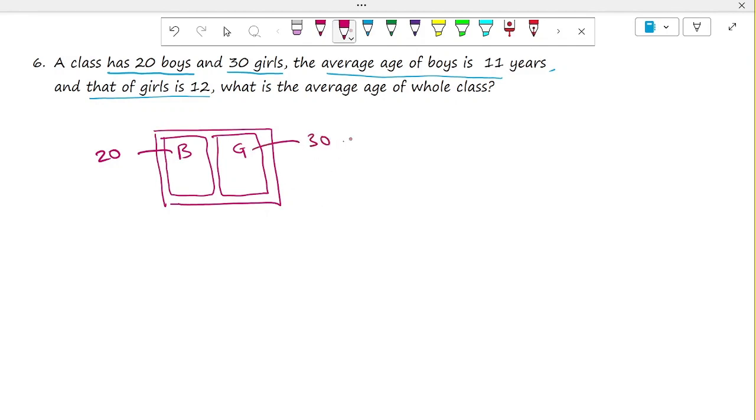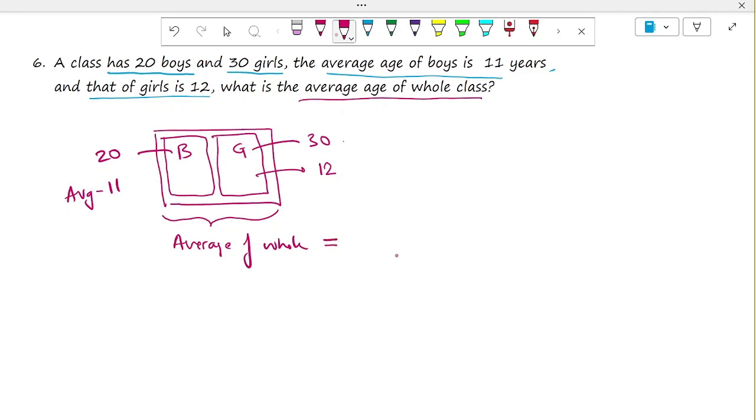Okay, and the average age of boys is what? Average age is given, that is 11, right? Average age is 11 for boys, and for girls it is 12. So if you want to find the average of the whole class, they have asked you to find the average of the whole class.